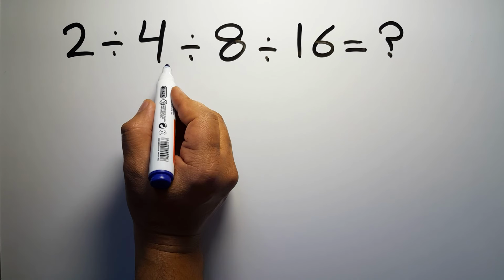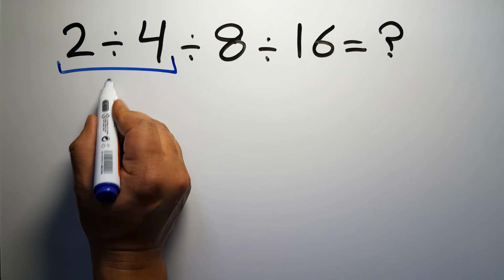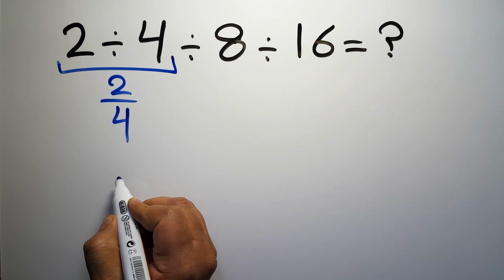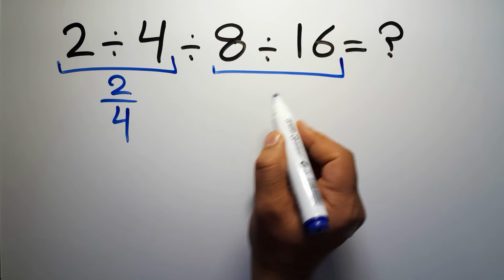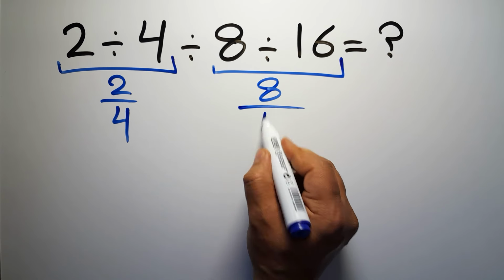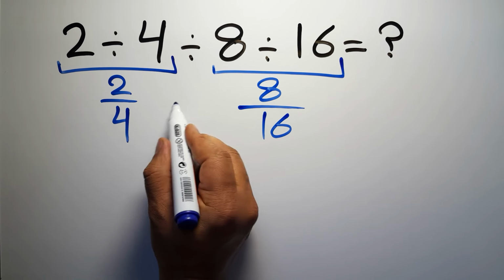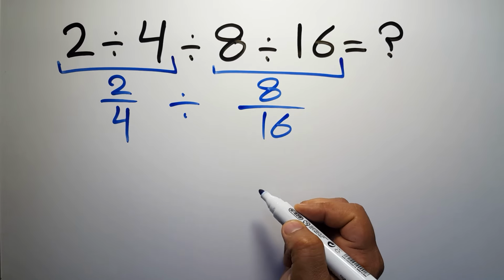2 divided by 4 can be written as 2 over 4. And here we have 8 divided by 16 can be written as 8 over 16. So 2 over 4 divided by 8 over 16.